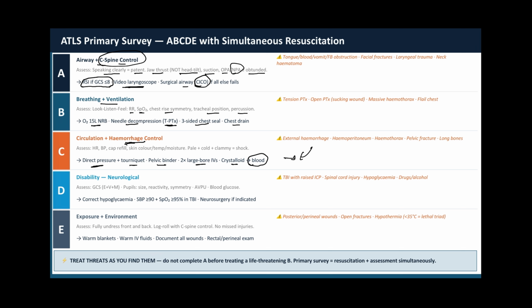Okay, here you need to assess the skin color, temperature, and moisture, and look for heart rate, BP, and the capillary refill time. If the patient is appearing pale, cold, and clammy, then suspect shock even without any monitor.